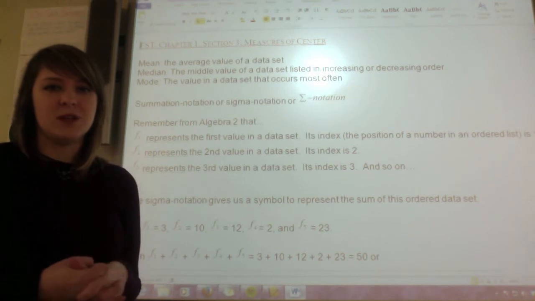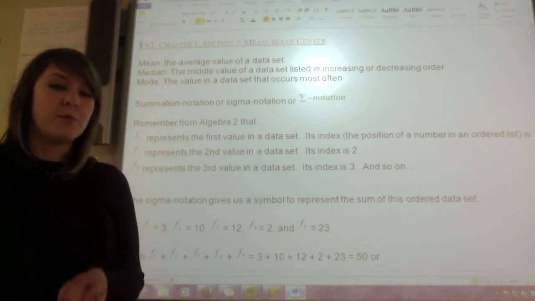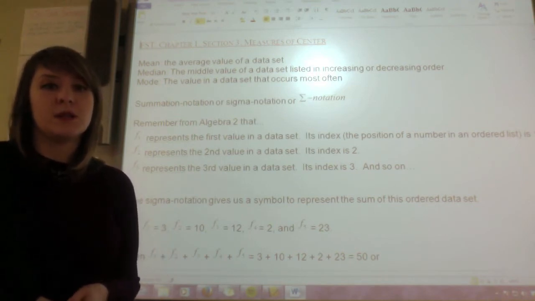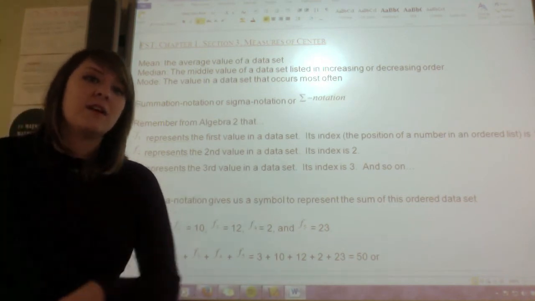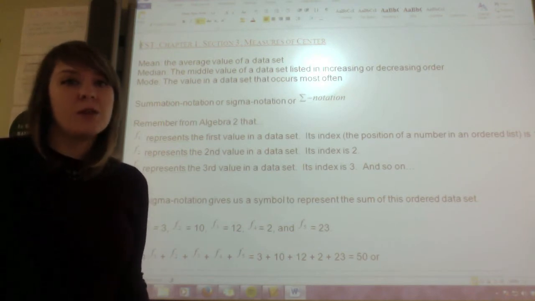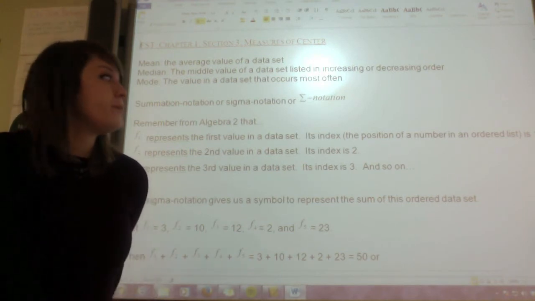and how to use it, because we're going to be using it not only for means, but we're also going to be using it later on when we talk about standard deviation and variance. And then later on, way back in like Chapter 10, where we're doing lots of statistics.